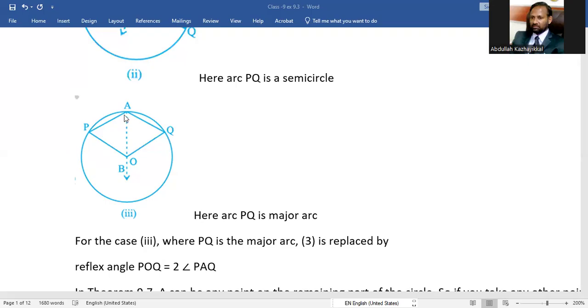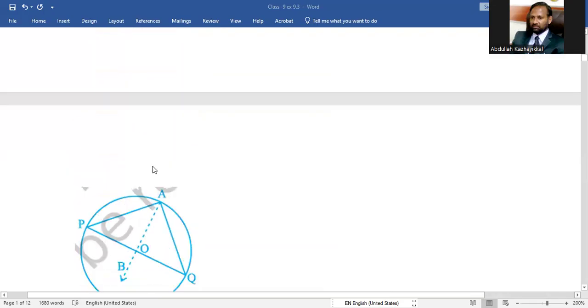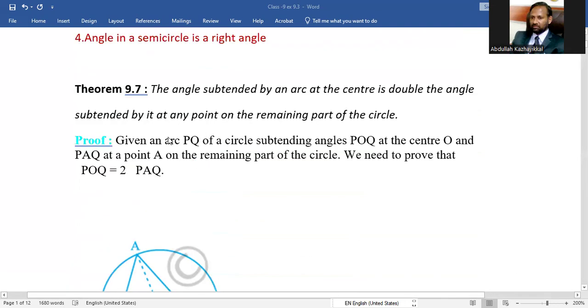Angle also big. Arc is equal, and small arc means the small center angle; the angle inscribed in the other part of the circle is called the inscribed angle. Center angle, don't confuse that. So again, I am reading the theorem, I think it is clear.